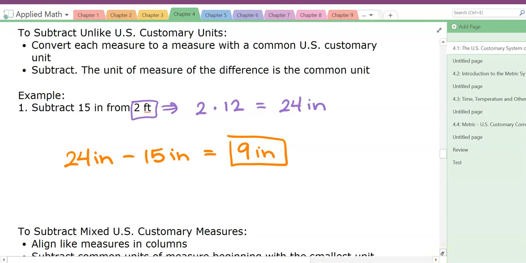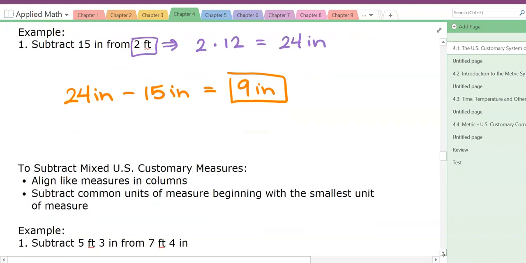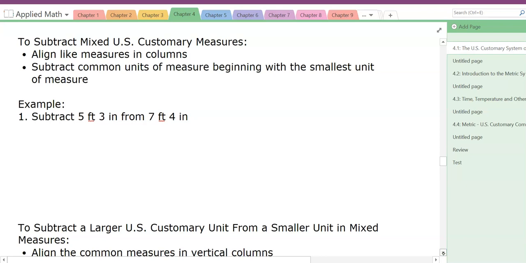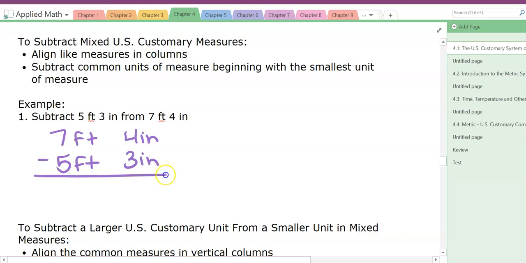Now if they're mixed, like we saw on that previous example with the addition, same idea happens. You need to align them up, so put like measures kind of stacked, and then subtract, and then do any converting at the very end if you need to. So I'm taking 5 feet 3 inches from 7 feet 4 inches. So again, you have to be careful with the wording there. You're taking the 7 feet 4 inches, and you're going to subtract 5 feet 3 inches. What's my answer going to be for this one?